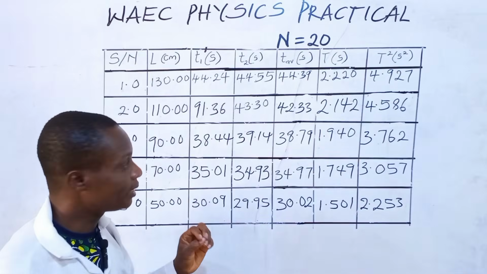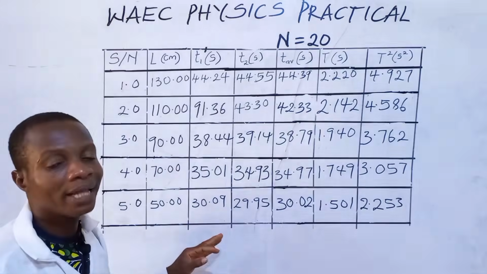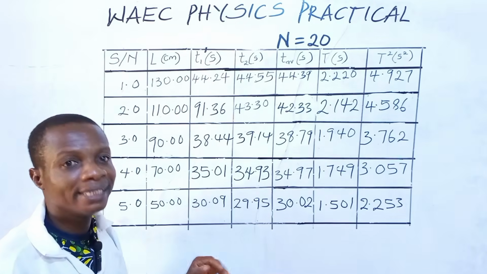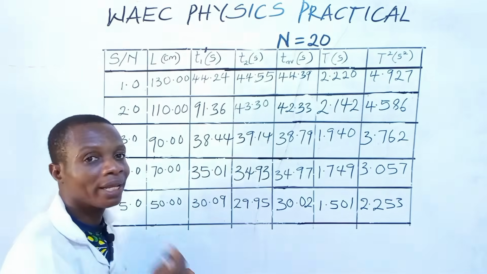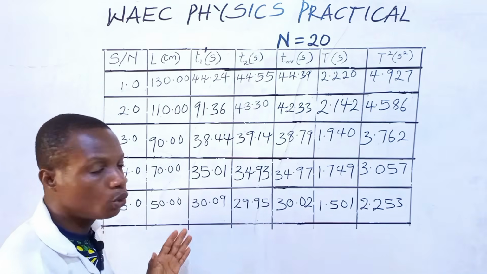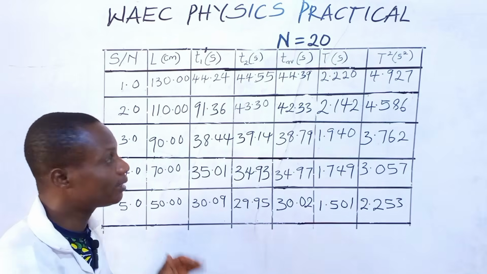These are very important. This table will assist you in plotting a standard graph. Then when plotting your graph, there is one called line of best fit. I'm going to show you that in my subsequent videos.